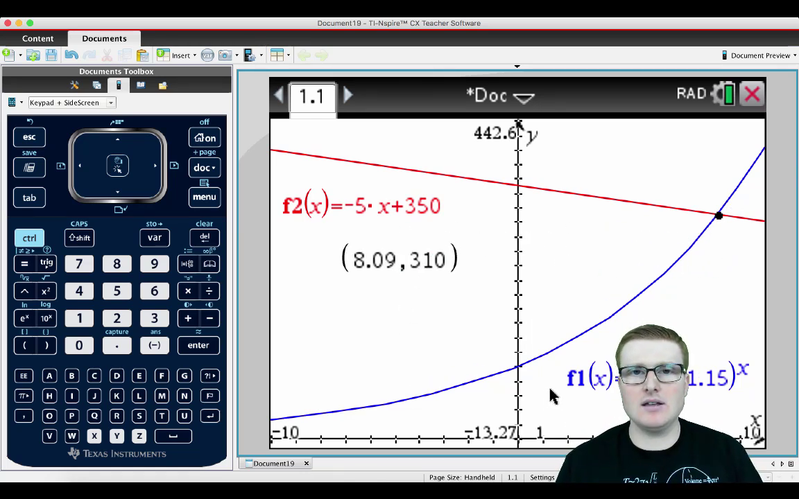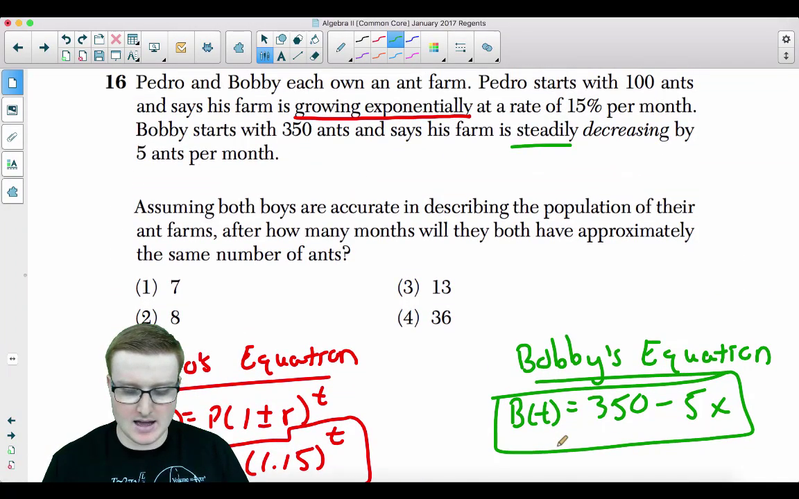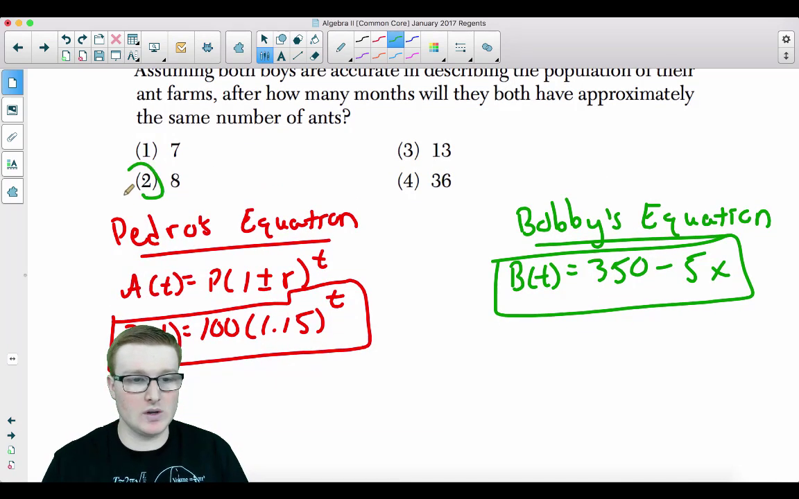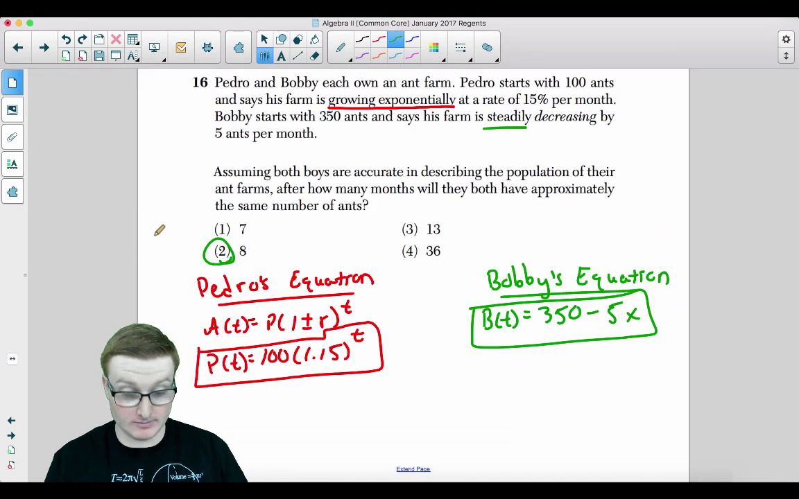So about after 8 months, they will have approximately the same number of ants. So your answer is choice 2 for that question.